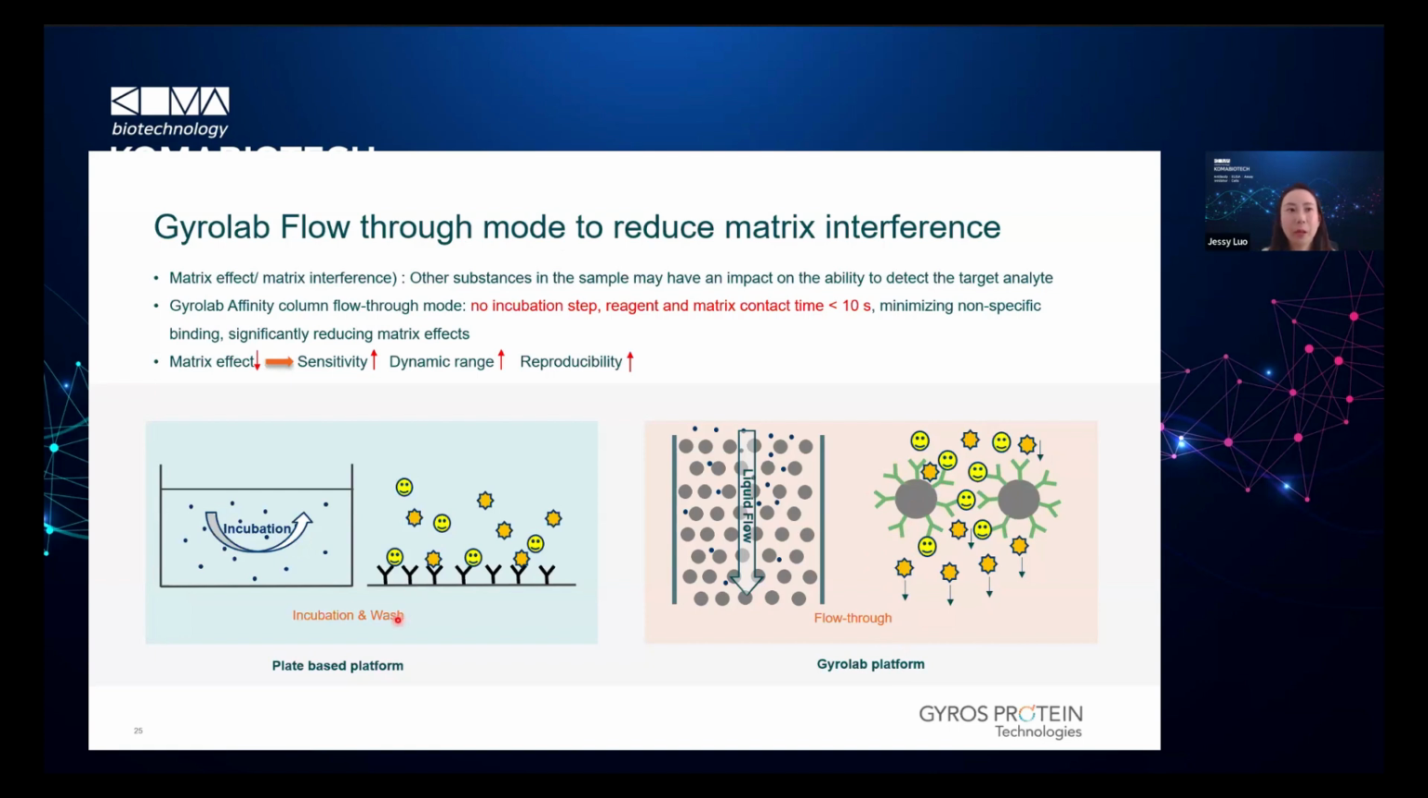Like in plate-based platforms, we need to incubate a longer time. So that will also increase the risk that your matrix will interact with your analyte or with your reagent, meaning the signal you get is not only your analyte, maybe it's from the matrix itself. I'm going to share with you a case study later on that really benefits from this point.